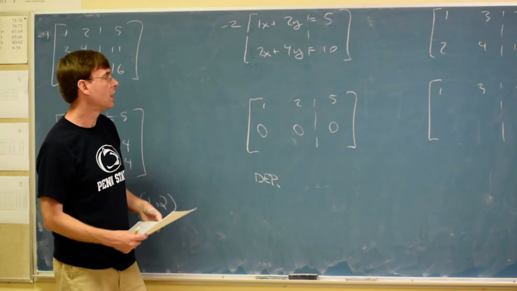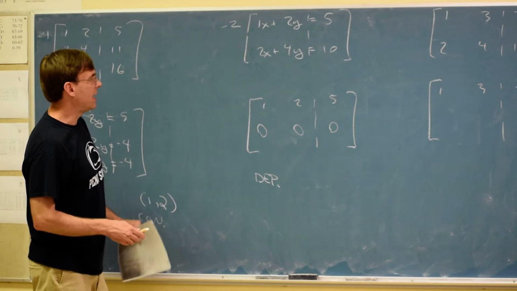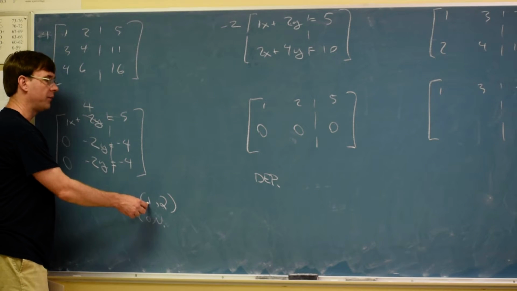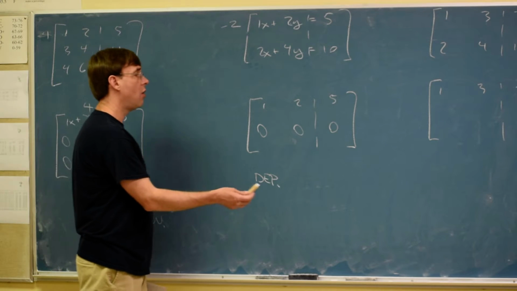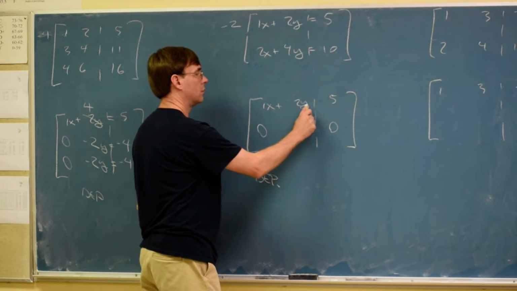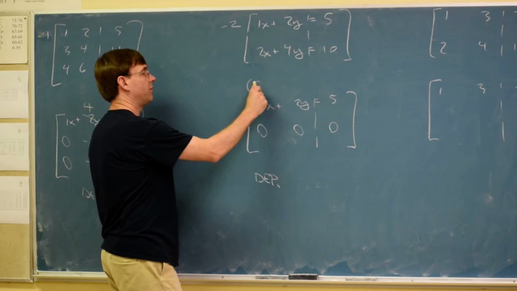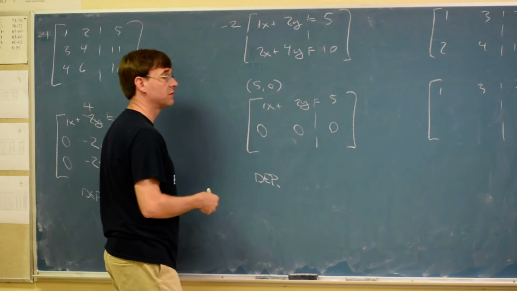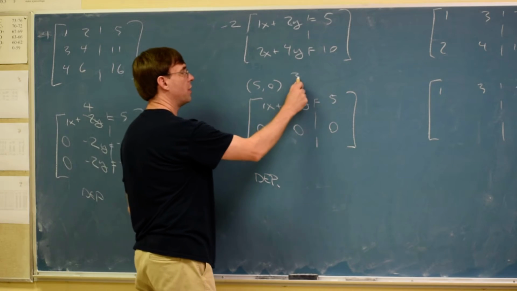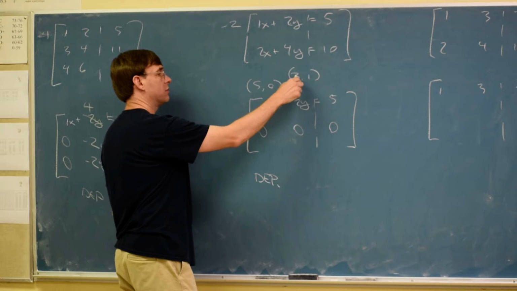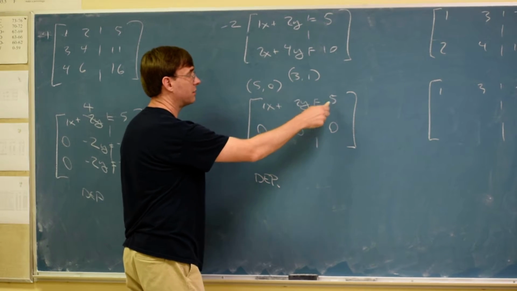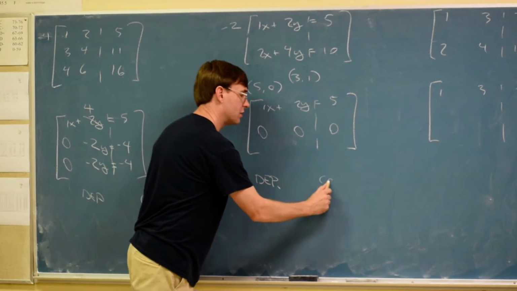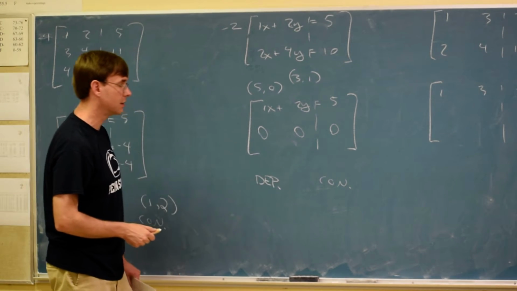They're dependent. If I wanted to try to find answers, I can't solve it the way I solved this one to get a single answer, but there are answers that work. 5 and 0: 1 times 5 plus 2 times 0 makes 5. 3, 1: 1 times 3 plus 2 times 1 makes 5. There is actually an infinite amount of answers here, so this is still a consistent system.